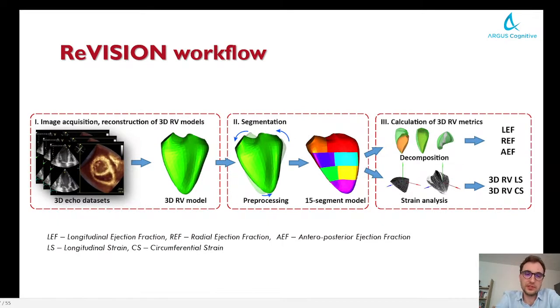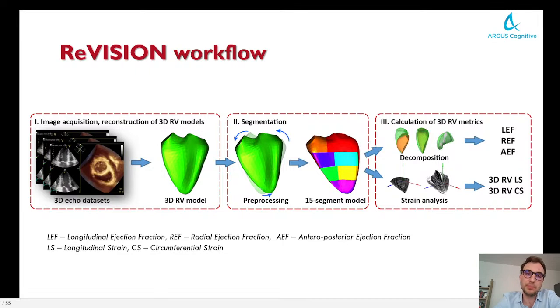The workflow of ReVision is quite simple. So first we do a three-dimensional image acquisition, and after that we are reconstructing the three-dimensional right ventricular models. Initially we were using the TomTec software. After the analysis using the three-dimensional right ventricular assessment software TomTec, we can easily export the three-dimensional right ventricular model. However, we have to emphasize that we can also do it using raw DICOMs nowadays.